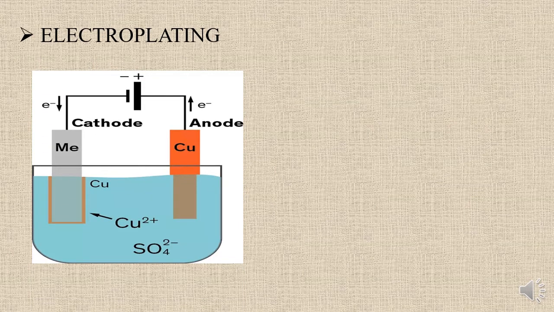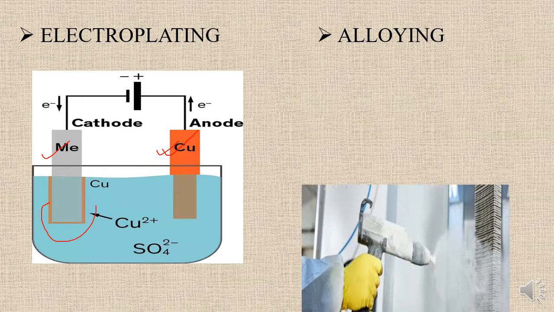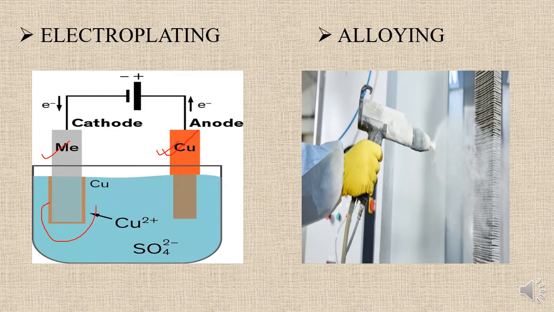Number three is electroplating. It is the process by which a metal is coated with a thin layer of less reactive metal like copper, silver, gold, etc. using electrolysis. Number four is alloying with suitable metal or non-metal. For example, stainless steel is an alloy of iron which is almost resistant to corrosion.